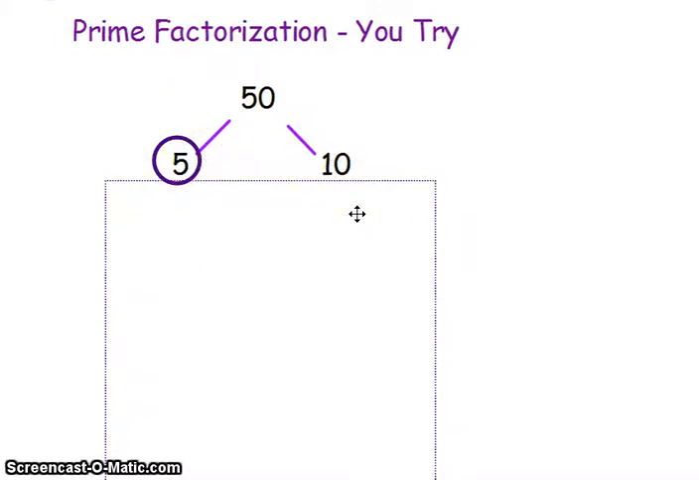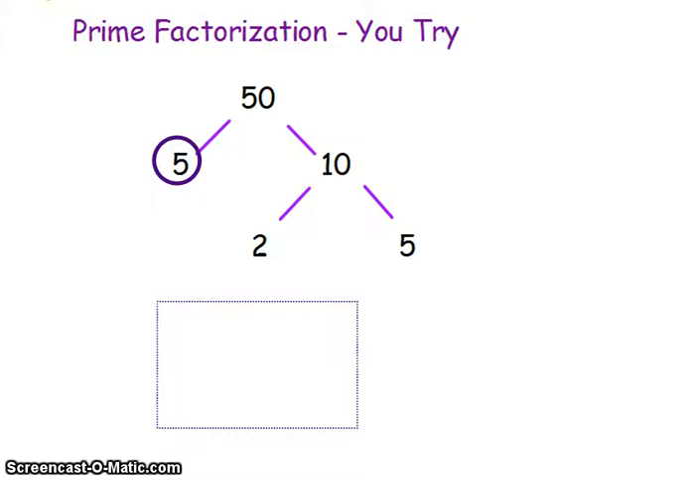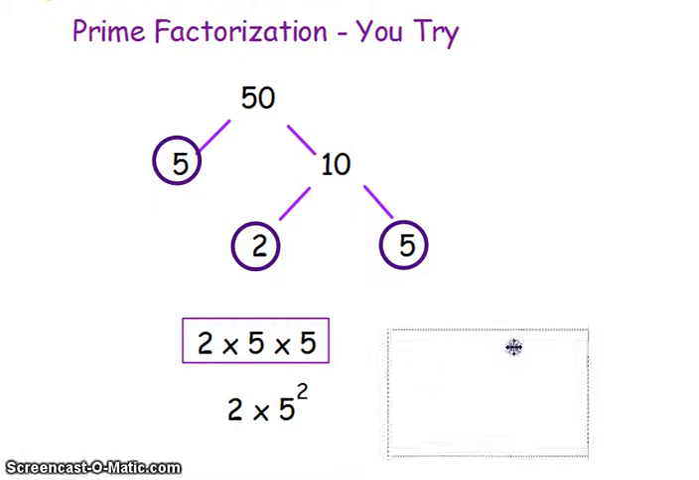Is 10 prime? No, 10 is composite, so it's got some factors. 2 times 5 can be multiplied together to make 10. And since 2 is a prime number and 5 is a prime number, I'm going to draw circles around them. So our prime factorization is 2 times 5 times 5. If we wanted to write these two 5s in exponential notation, our answer would be 2 times 5 to the second power, because the 5s are being multiplied 2 times.